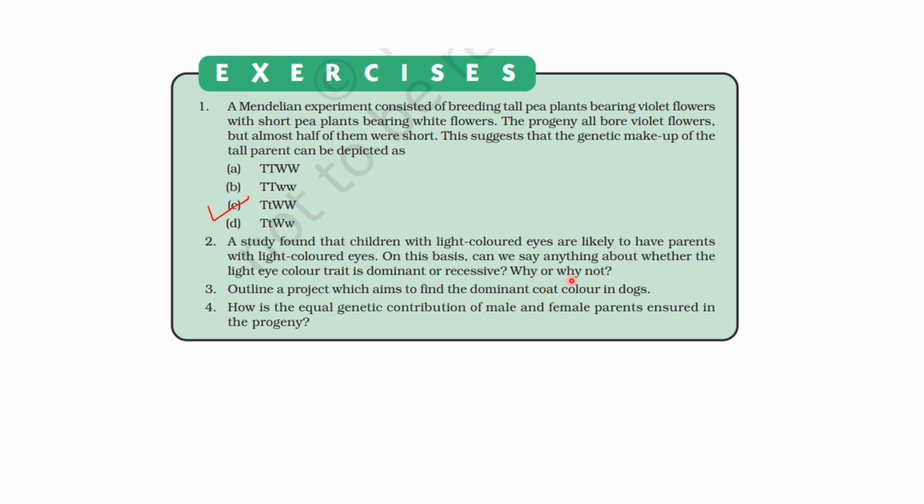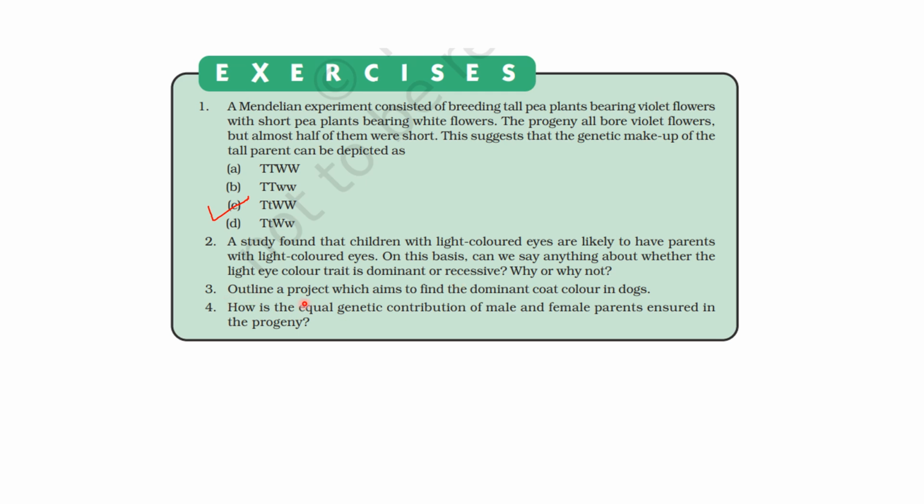Okay. So the reason we can give: the study states that children with light colored eyes are likely to have, the word likely is more important, okay? Parents with light colored eyes. This suggests inheritance, but it does not clarify if the light colored eyes are dominant or recessive. ये हम नहीं बता सकते, ठीक है? तो dominance या recessiveness को establish करने के लिए we need crosses between individuals with light and dark eye colors and we want analysis of phenotypes in the progeny, right? So this is the second one.